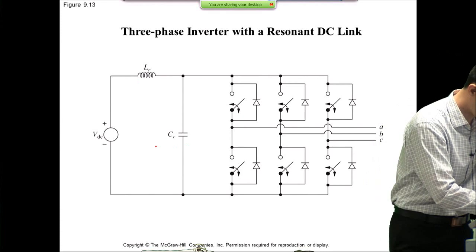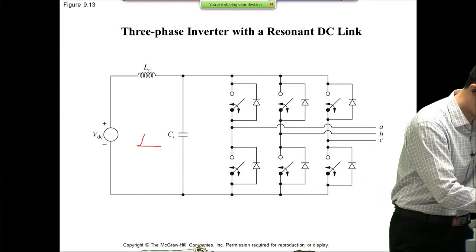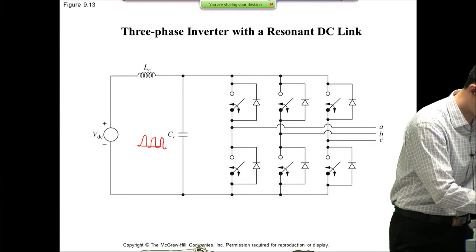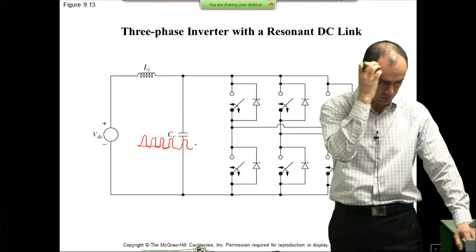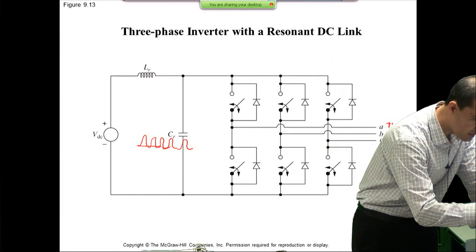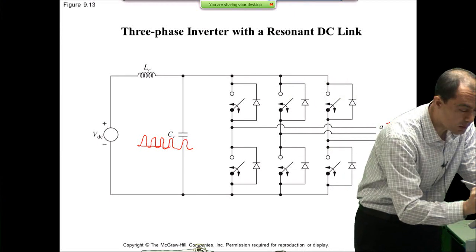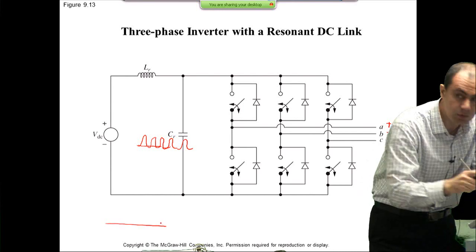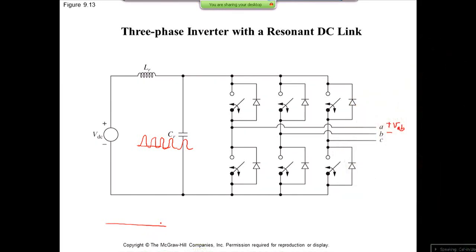But by adding these two, and by adding this resonating cap, this is going to be looking like this, just a bunch of sequential resonances. For instance, if I measure my VAB voltage, my line-to-line voltage, before it was like a PWM square shape, now it could be like this.